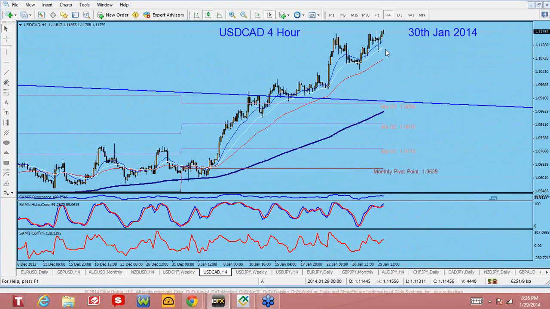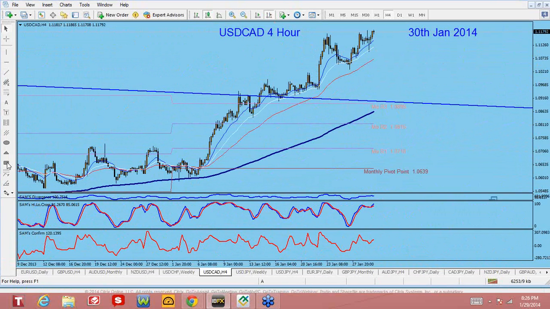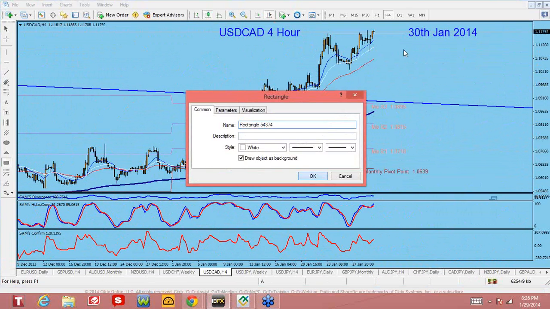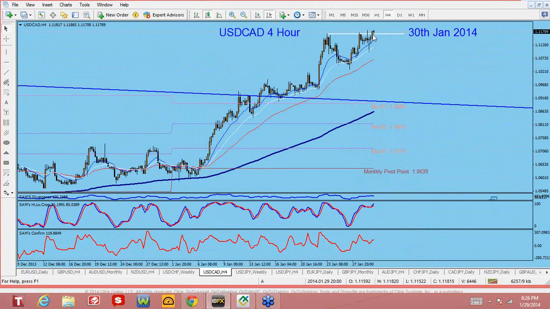USD CAD is having a hard time here, but it's on the brink of a breakout. But I wouldn't bother with it. If any one of you wants to trade, it broke, and then the new candle is support, getting a support on this high here.